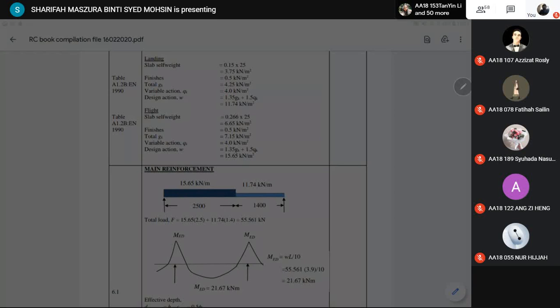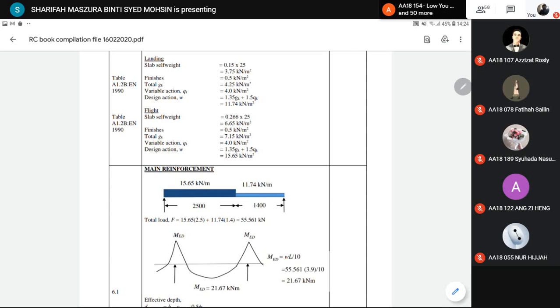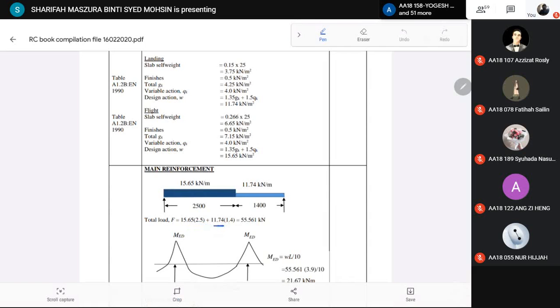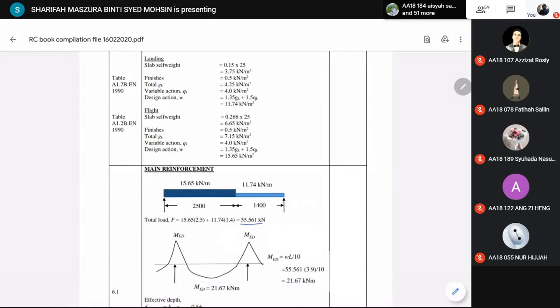Total load on the span is F equal to 15.65 times 2.5 plus 11.74 times 1.4. So total loading on the staircase is 55.56 kilonewton. When we want to calculate design moment, it will become F times L divided by 10.